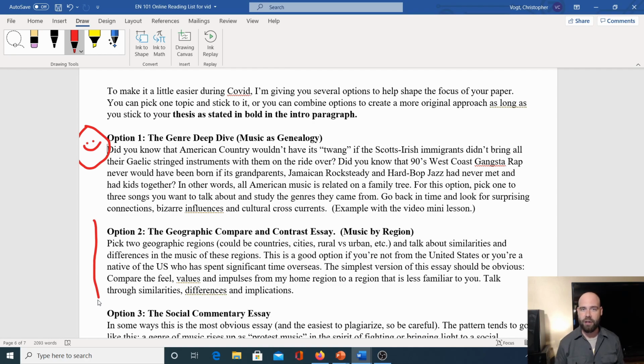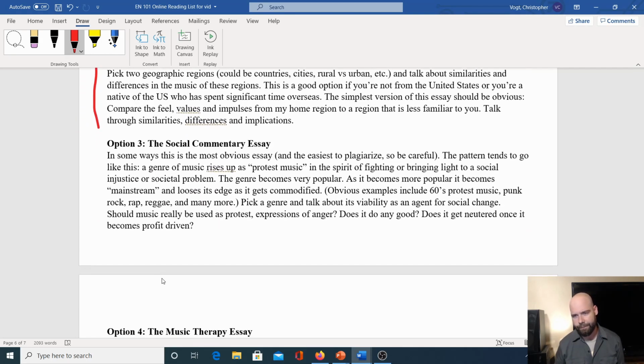So this is about geography, it's about regionality. You can do physical locations, you can do city mouse versus country mouse. That's what I mean by urban versus rural. You only have to drive from the inner city of Buffalo about an hour and a half south and you get a whole different style of music, and you're immersed in a completely different world. That would get you a pretty interesting essay as well.